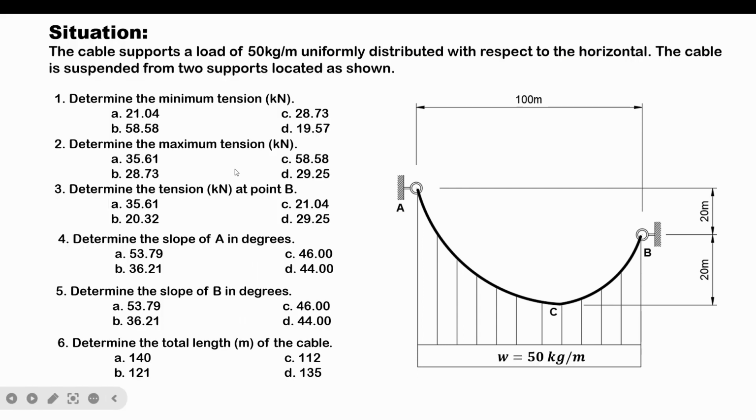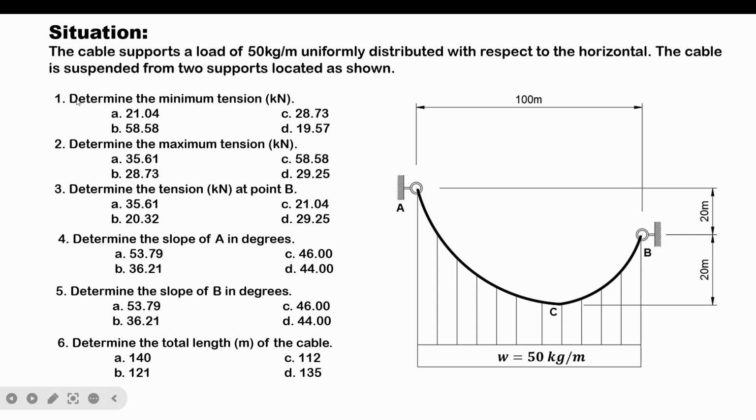So the situation goes in this way. The cable supports a load of 50 kg per meter uniformly distributed with respect to the horizontal. The cable is suspended from two supports located as shown.